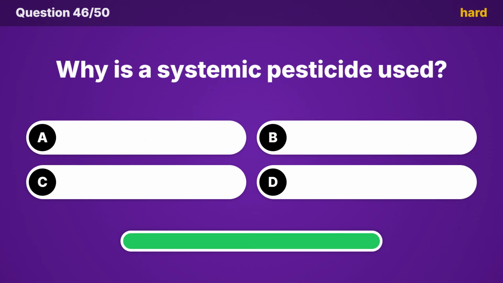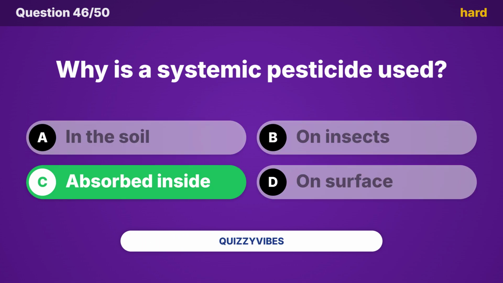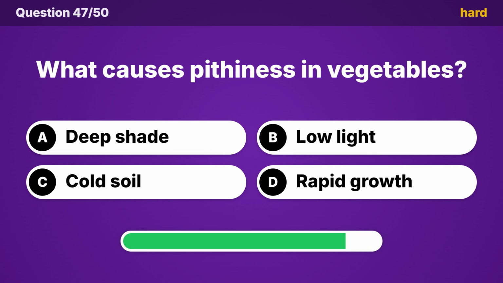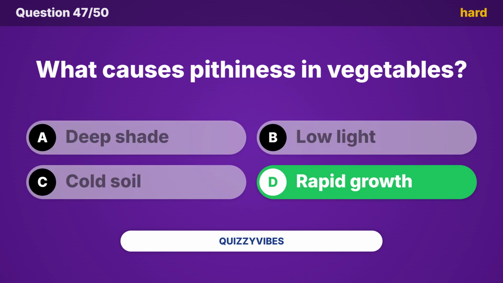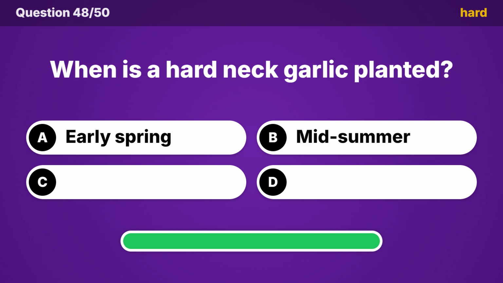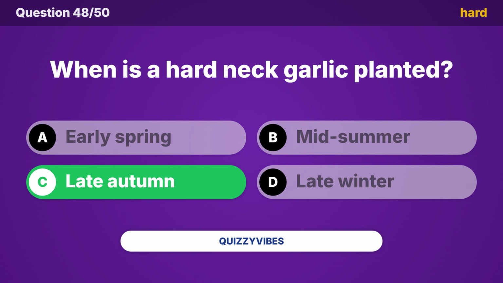Why is a systemic pesticide used? Answer: absorbed inside. What causes pithiness in vegetables? Answer: rapid growth. When is a hardneck garlic planted? The answer is late autumn.